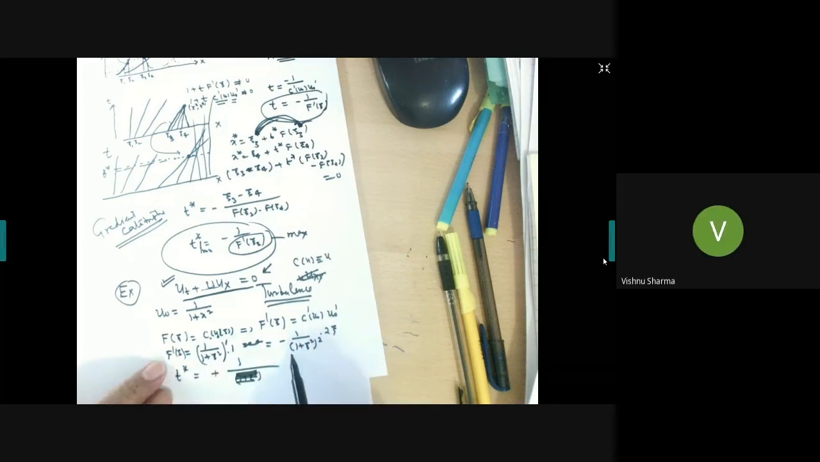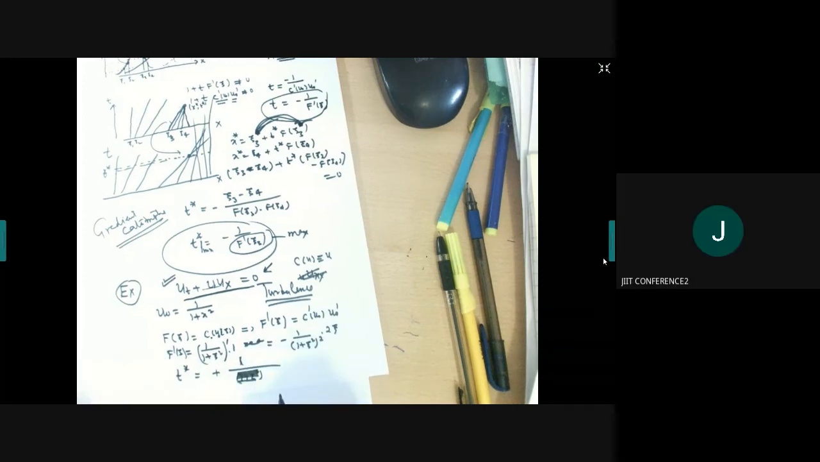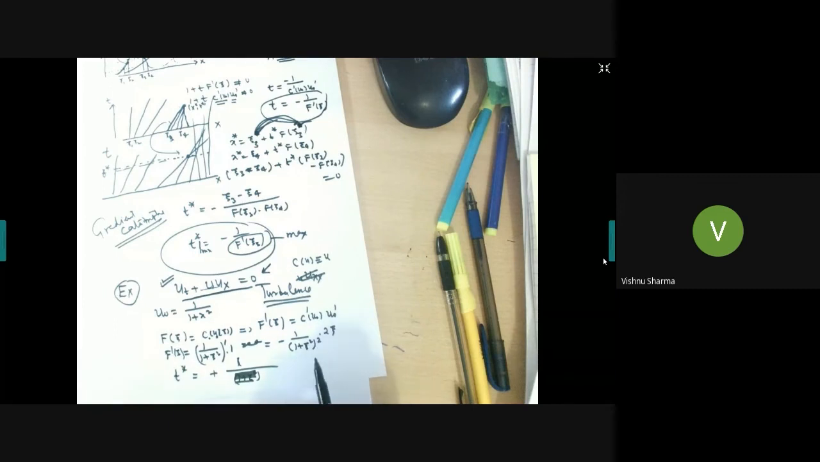Minus 1 upon 1 plus xi square whole square into derivative of this. So this will be your 2 xi. So 1 plus xi square whole square will be in the numerator. But we have to take the derivative of what? F prime xi. So is it all right?